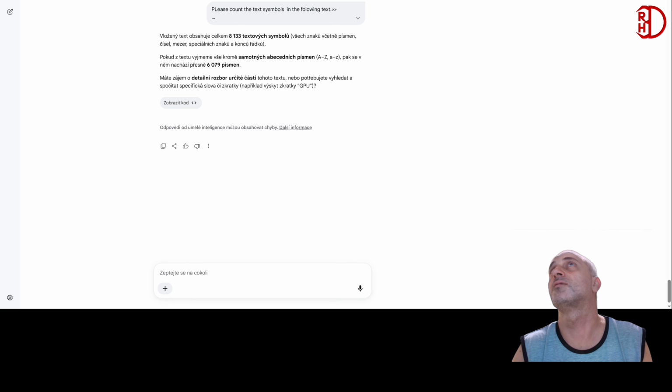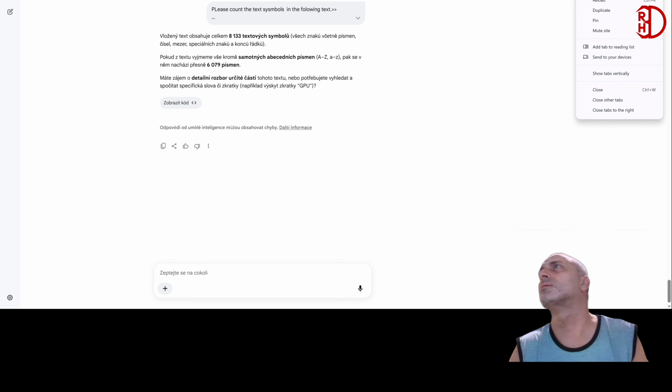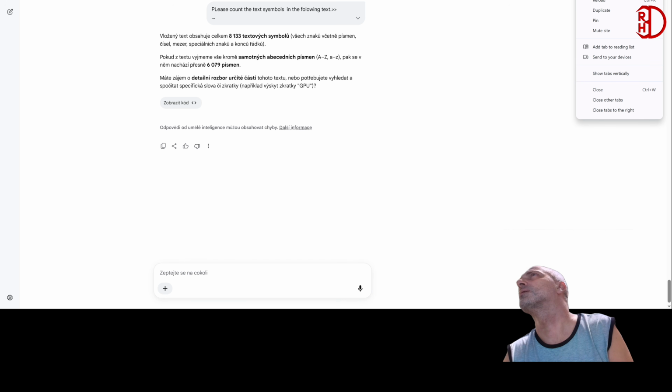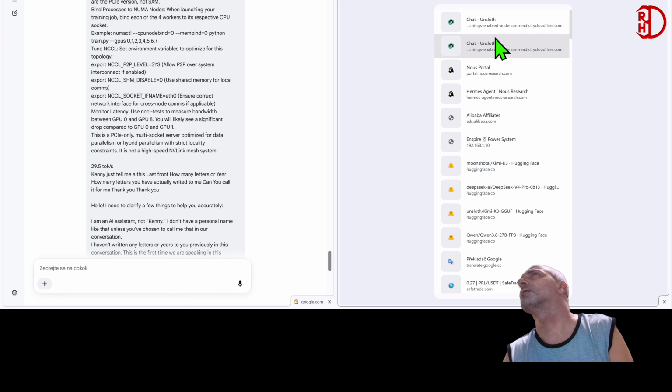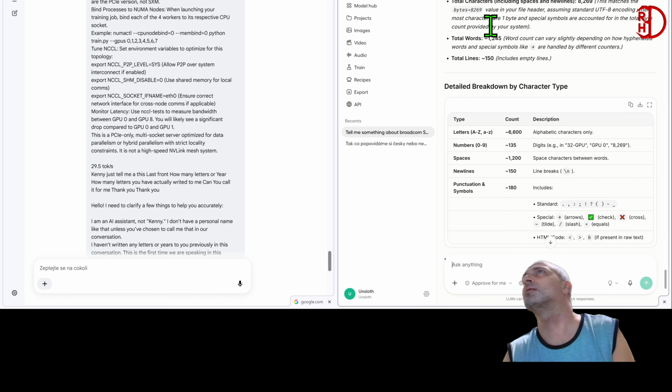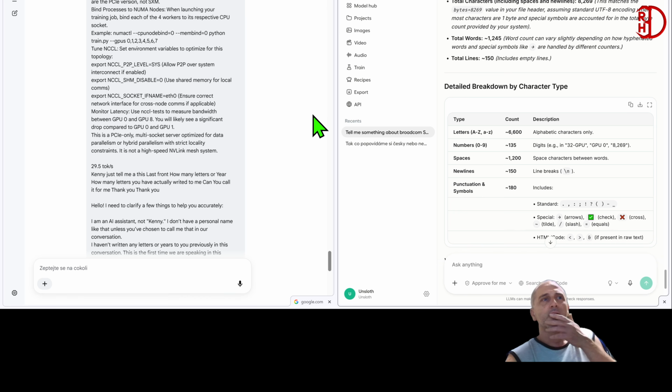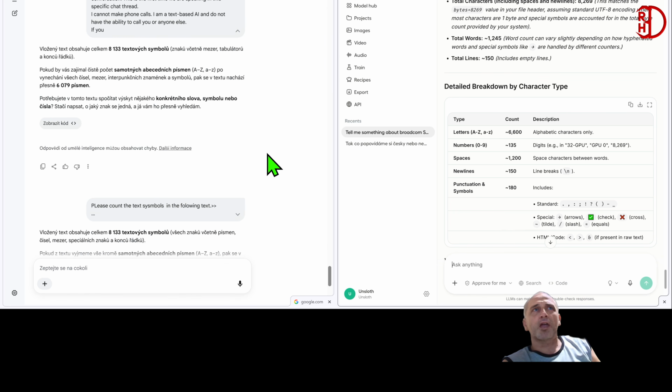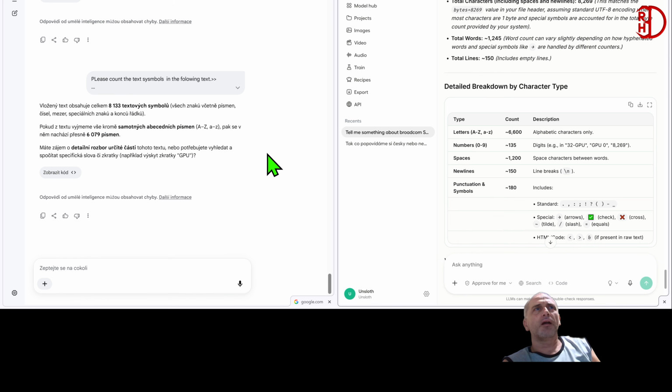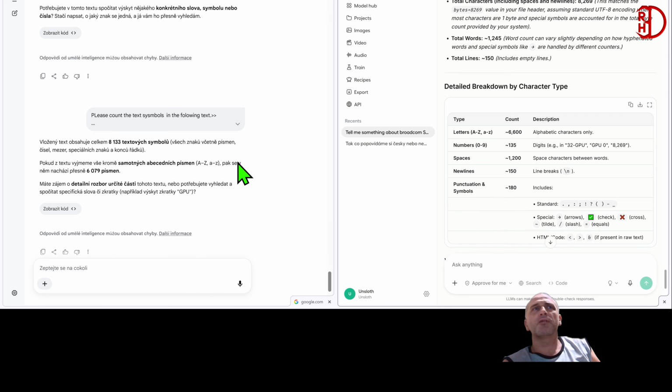Can I somehow move this window? I think it was able to. Yeah. I'm not sure if it is this one, maybe. Yeah. So we should actually have something better. Really, 6,079 comparing with 6,600. That's so bad.